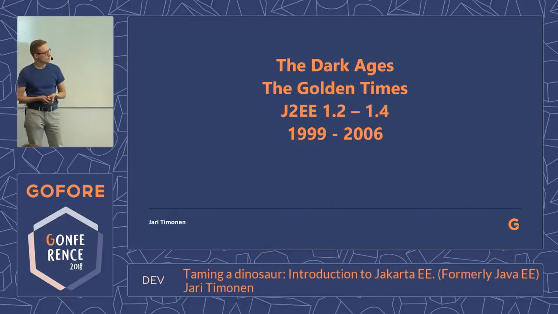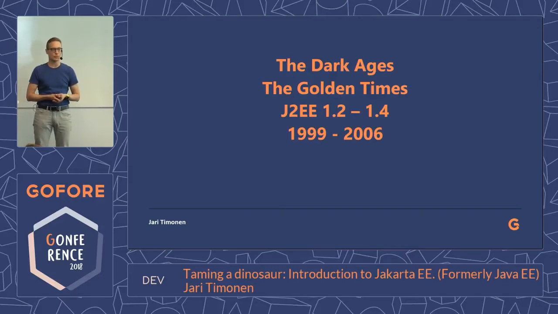Well, the dark ages and the golden times. It depends who's talking and who knows it. If you are maintaining it now, it's the dark ages. But if you have been working with it, it's the golden ages of J2EE. And the really big deal about J2EE was it really took web development giant leaps forward.